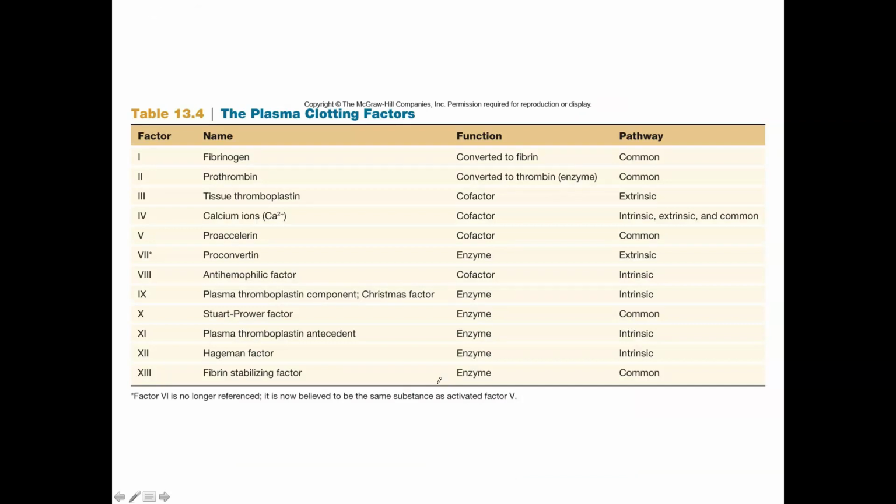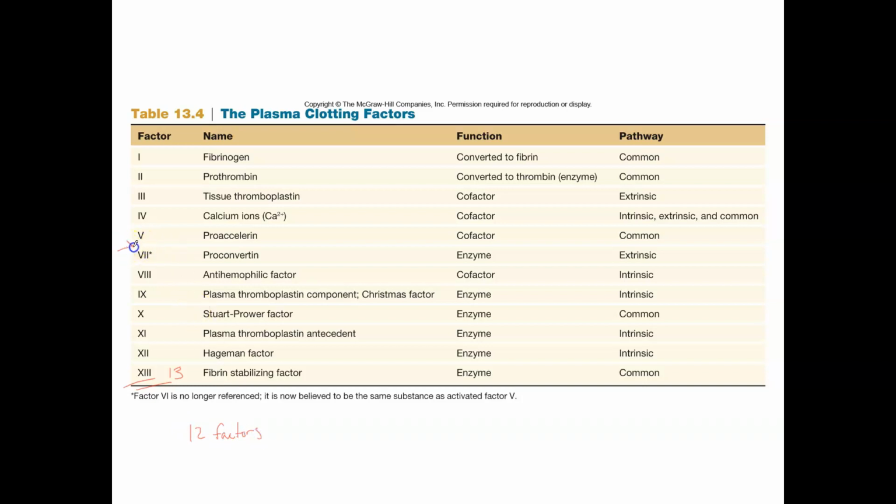So this particular table lists the clotting factors. Notice that the Roman numerals go up to 13. So this is clotting factor number 13, starting with number 1 all the way to 13. However, there's only 12 factors. And so that might throw you off a little bit, but that's because there's no Roman numeral number 6.